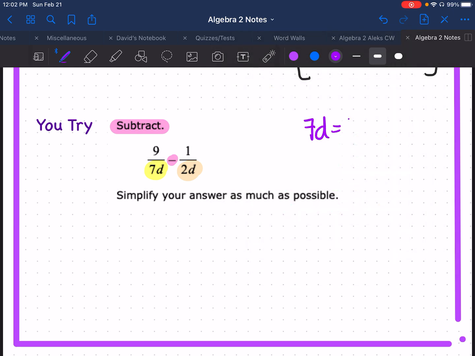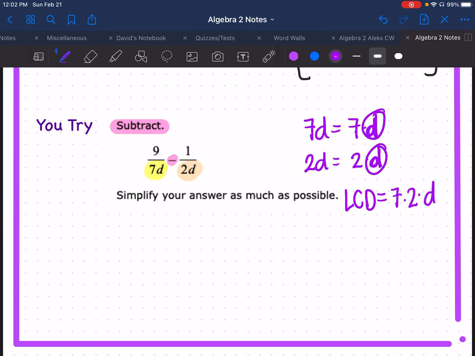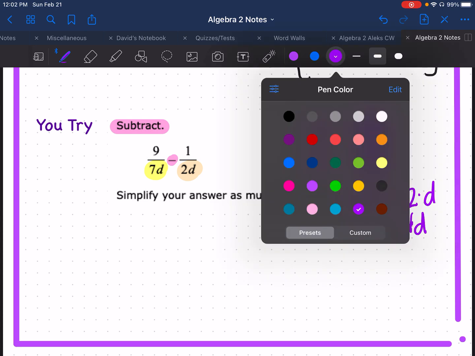7D I can think of as 7 times D. And 2D I can think of as 2 times D. Very similar to the last one. So my least common denominator is going to be the 7 times the 2 times the D that they share. Because remember, it's shared, so it only comes into the denominator once. And 7 times 2 is 14, and D. So really, I have the same exact problem we just did. We're just changing the numerators.